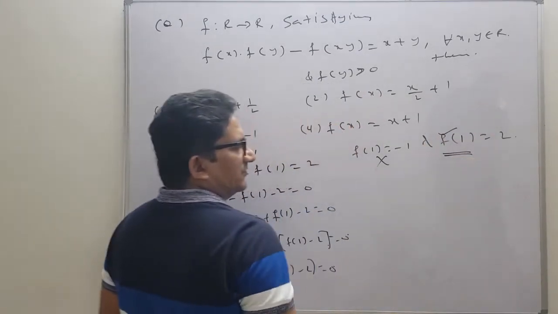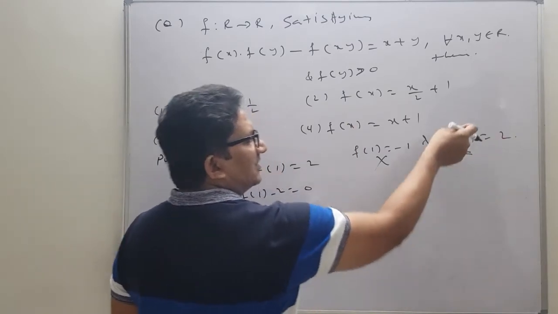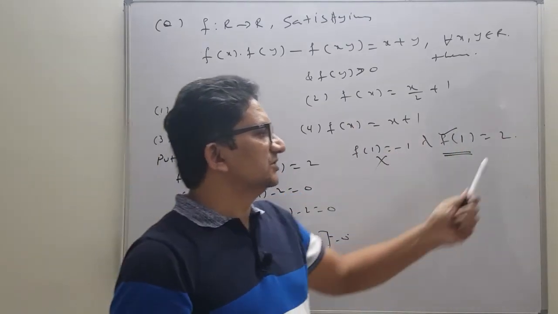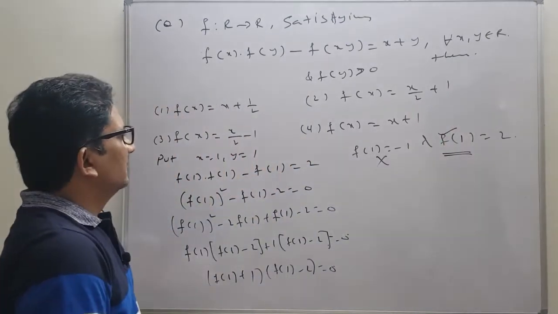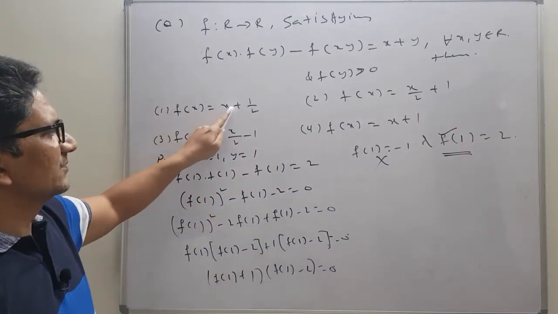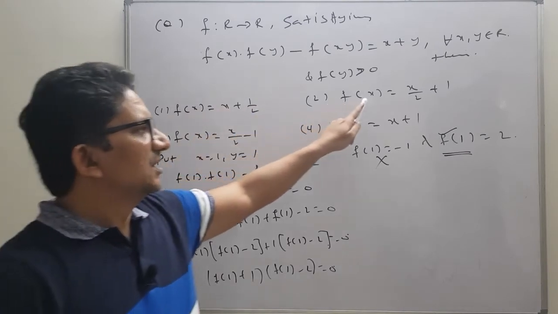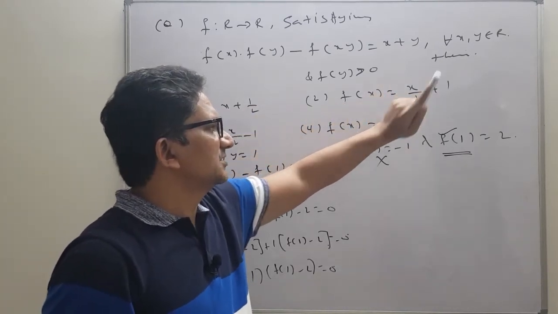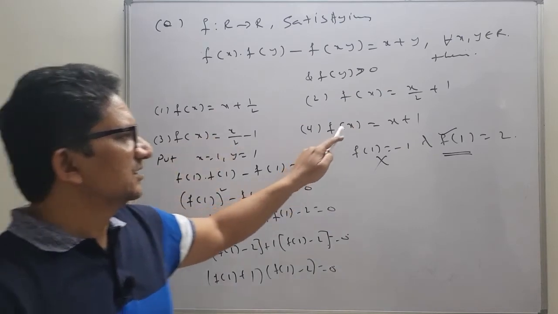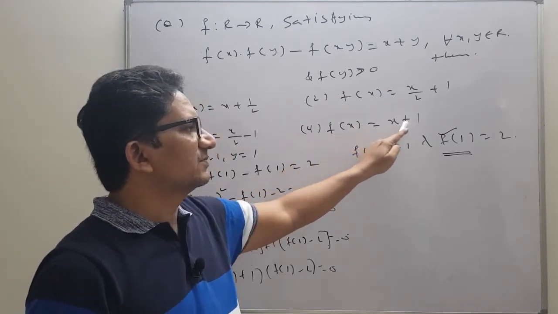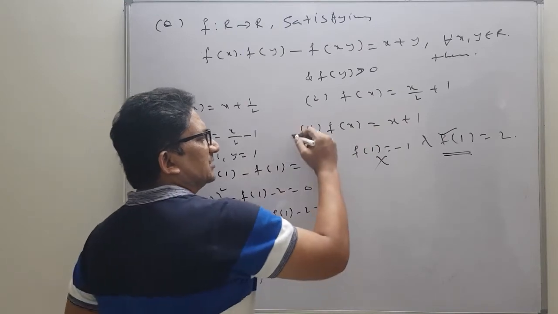So that means we are getting a format like this: f of some input, if you give, the output is 2. We need to verify with the options now. If I keep f of 1 here, 1 plus 1 by 2 is not 2. f of 1 equals 1 by 2 plus 1, not correct. f of 1 equals negative, not correct. f of 1, if I keep here 1 plus 1, we are getting 2. So this option is correct.